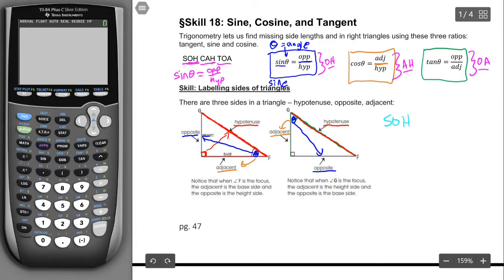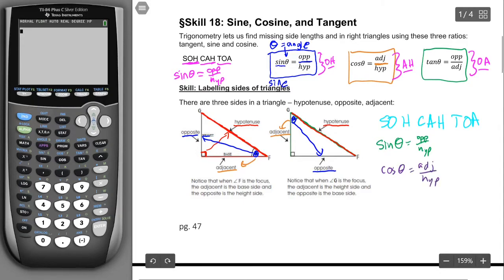SOH CAH TOA is your acronym that tells you what your sine, cosine, and tangent stand for. The SOH means that the sine of your angle is your opposite side over your hypotenuse. CAH means the cosine of your angle is the adjacent over your hypotenuse. And tangent of theta we get from TOA. TOA is opposite over adjacent.